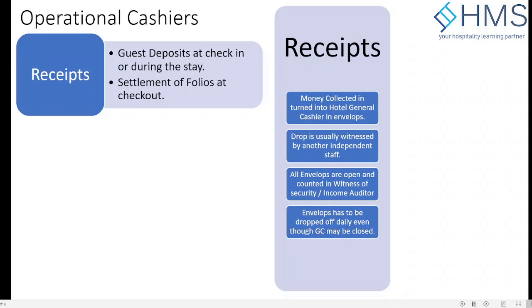An envelope is normally dropped daily, even though the cashiering is off. The risk in the receipts is usually fake currency.